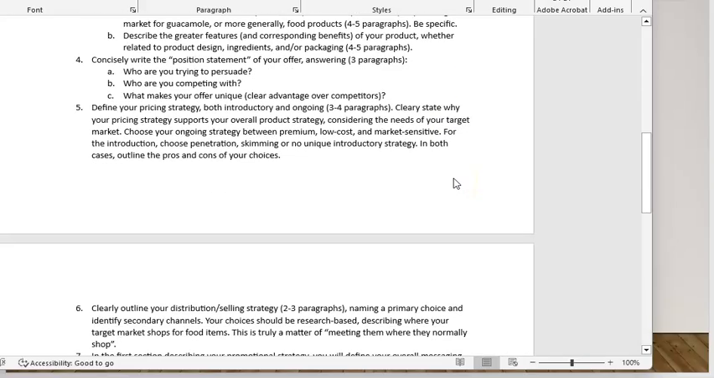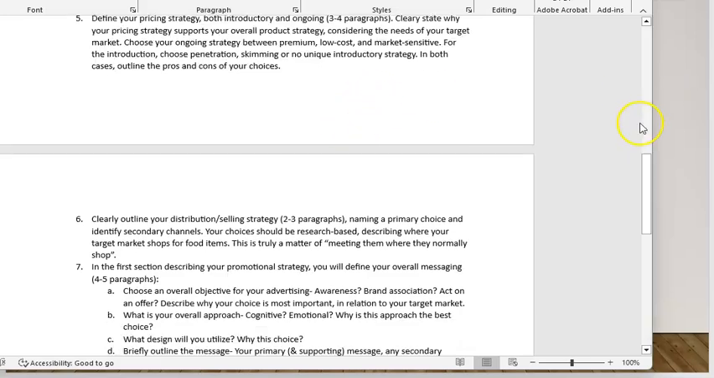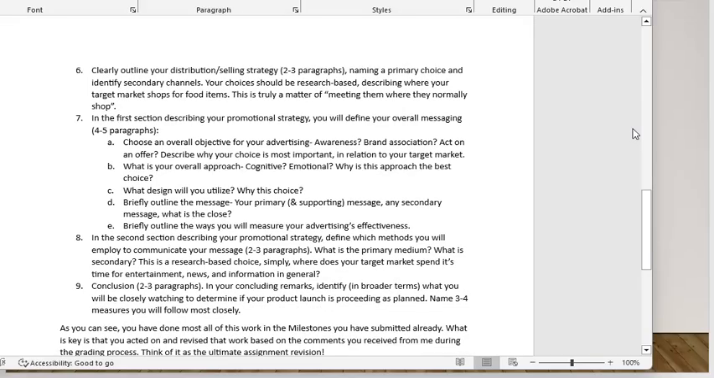All right. You've defined your pricing strategy. That comes out in about 3 to 4 paragraphs because you're going to talk about your overall strategy and then your introductory strategy like you did with that milestone. And then you want to talk about your distribution selling strategy. This is where it's really, really important to understand very well where your target market shops and what they do, how they go about buying this stuff. And that has to be research-based.